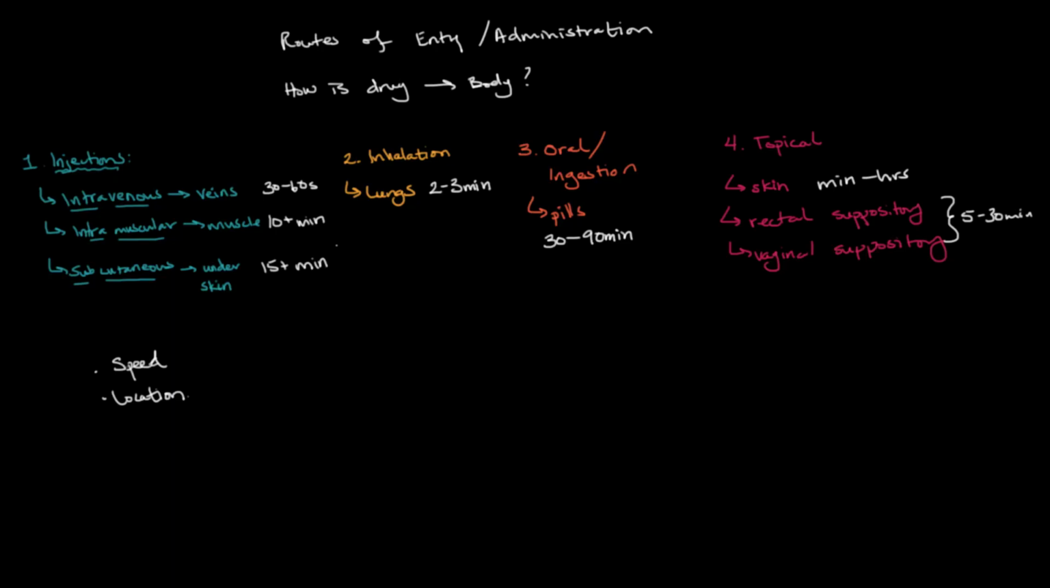So that's how these different routes of entry affect how quickly the drug acts. And then, of course, we also have location, which is important. So there are a few examples here. A puffer for your lungs would be a good example. Another example, maybe more applicable, would be dinoprostone.